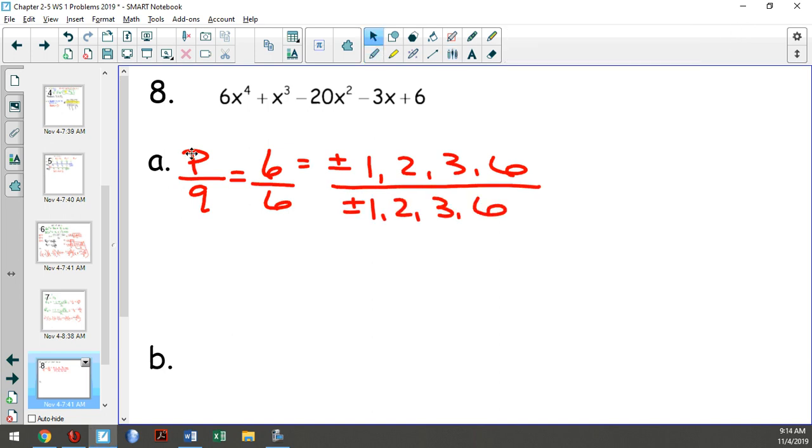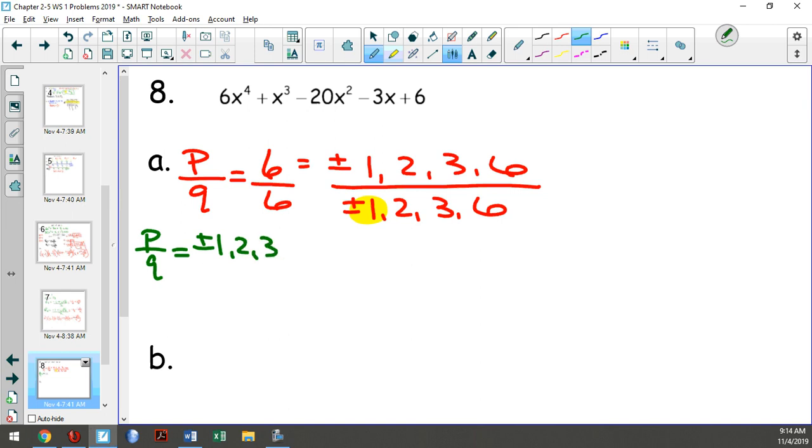Now this is where things get really wonky. Okay? Now I'm going to highlight this so that you guys can stay with me. I'm going to take all those values and divide them by 1. So that's plus or minus 1, 2, 3, and 6. Do we see that? Yes or no? Does everybody see what I just did?